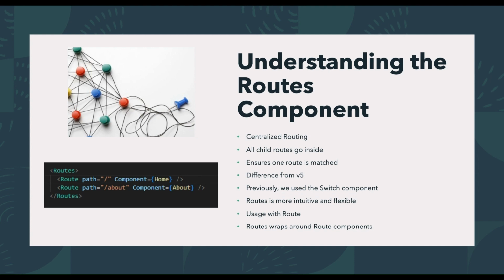Here's a simple example. We define our paths using the Route component and wrap all of them inside Routes. This structure ensures that if a user navigates to the root URL, they'll see the Home component. Similarly, if they navigate to About, the About component will render. All right, with this foundation, let's delve deeper into the various capabilities of React Router v6.